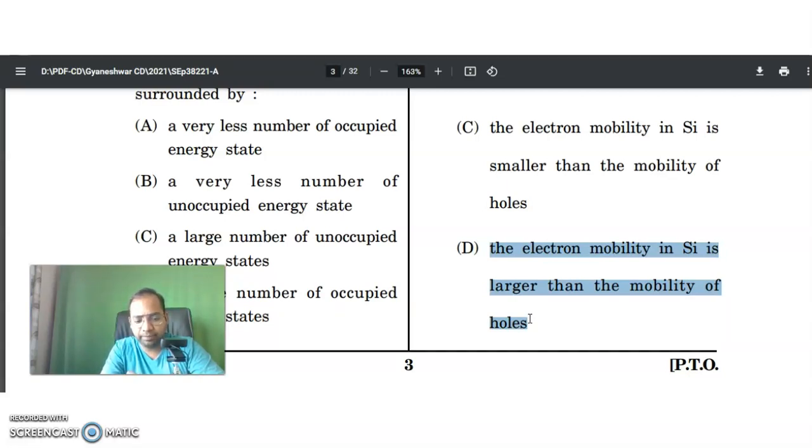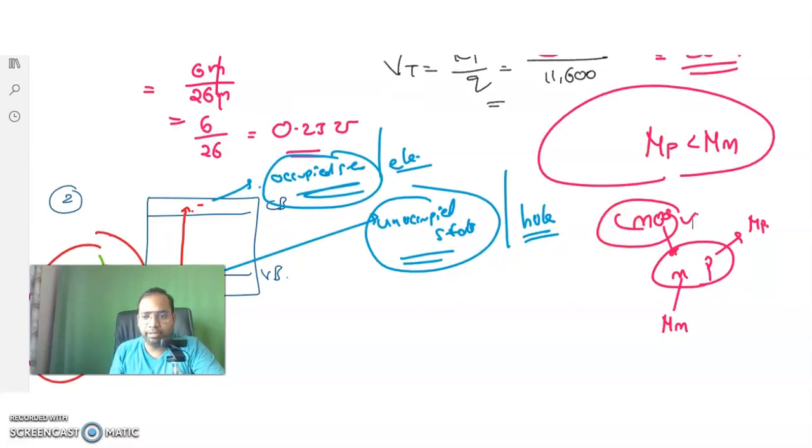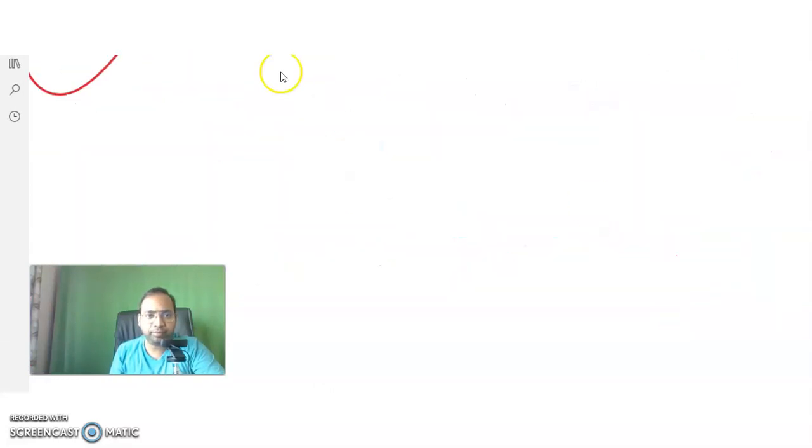Mobility of electrons and holes in silicon as well as germanium. So I will give these values also, so please make a note of this. Electron mobility: usually the units are centimeter square per volt second. So 1400 and 3900, 1400 in the case of silicon and 3900 in the case of germanium.